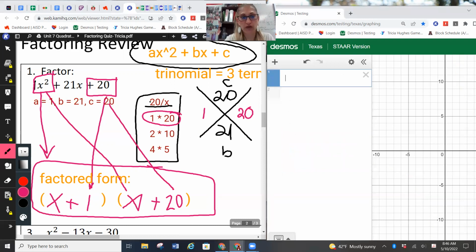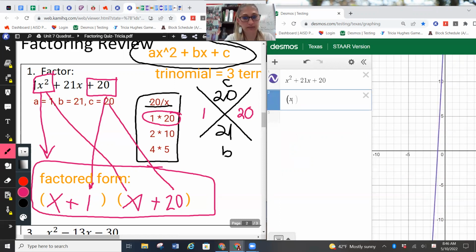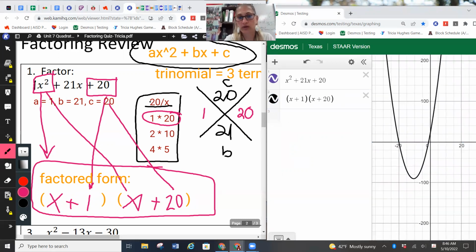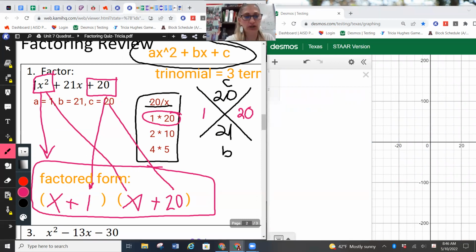And then to confirm that we're right, type in the problem, type in your answer. You'll notice as I zoom that the blue parabola is our question and the black parabola is our factors. And they match. That's how we know we got it right, is when they match on Desmos. Okay, let's go on to number 2.